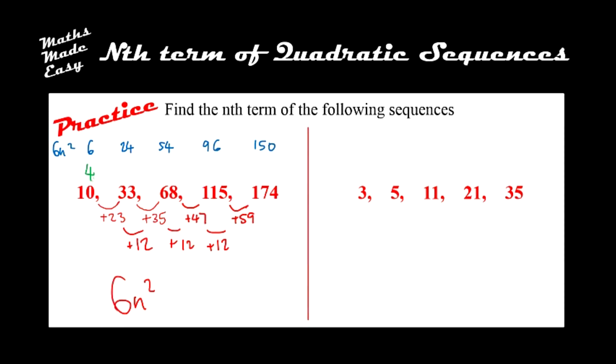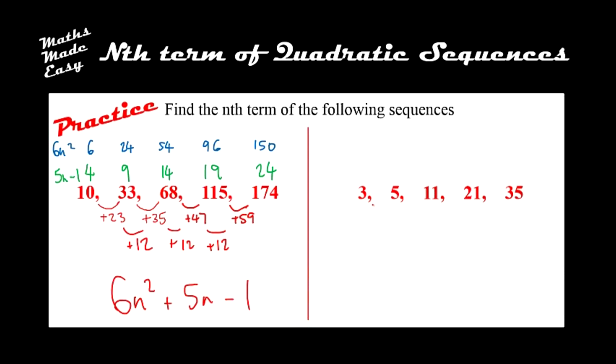Well, this one's at 4, and this one here is at 9, this one here is at 14, 19 and 24. So that green sequence is a 5n sequence because it goes up in 5s, and it must be take away 1 so that we start at 4. And so if we put all that together, 6n squared plus 5n and then minus 1.